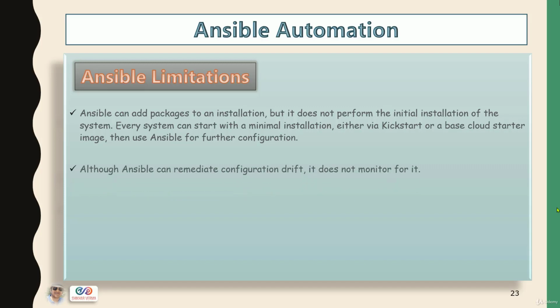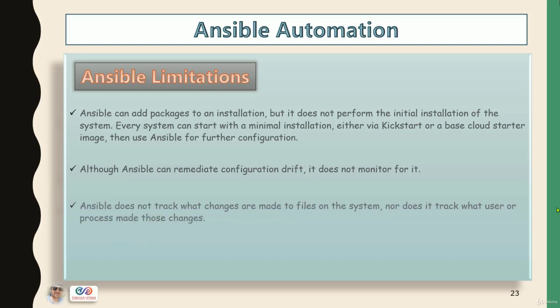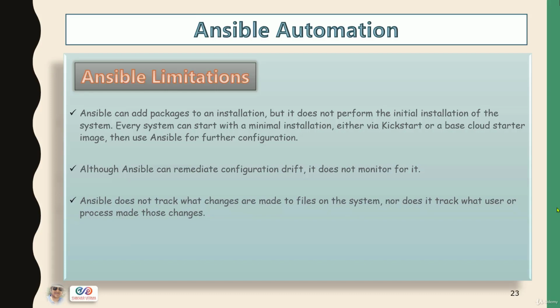Although Ansible can remediate configuration drift, it doesn't monitor for it. Ansible doesn't track what changes are made to files on the system, nor does it track what user and process made those changes. Suppose we have one file on my system and I want to know via Ansible what changes have been made on that file and who has made them. This sort of work you cannot perform with Ansible. You also cannot perform monitoring of the system. For monitoring, you can use software like Nagios and other third-party software.